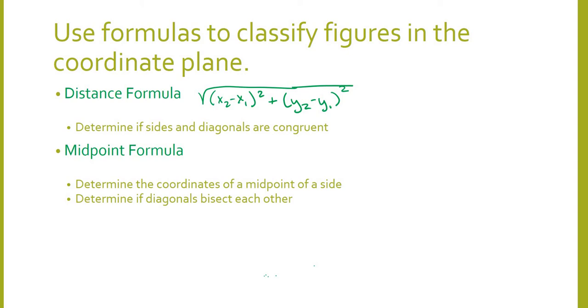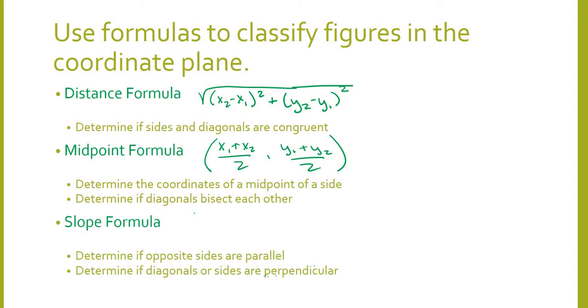Okay, the next one is the midpoint formula. Again, pause and see if you can fill that in for yourself. Okay, the midpoint formula is x sub 1 plus x sub 2 over 2, y sub 1 plus y sub 2 over 2. We've been using that in Chapter 5 to find circumcenters and things like that. We're going to use the midpoint formula to determine the coordinates of the midpoint and to determine if diagonals bisect each other. And the last formula is the slope formula.